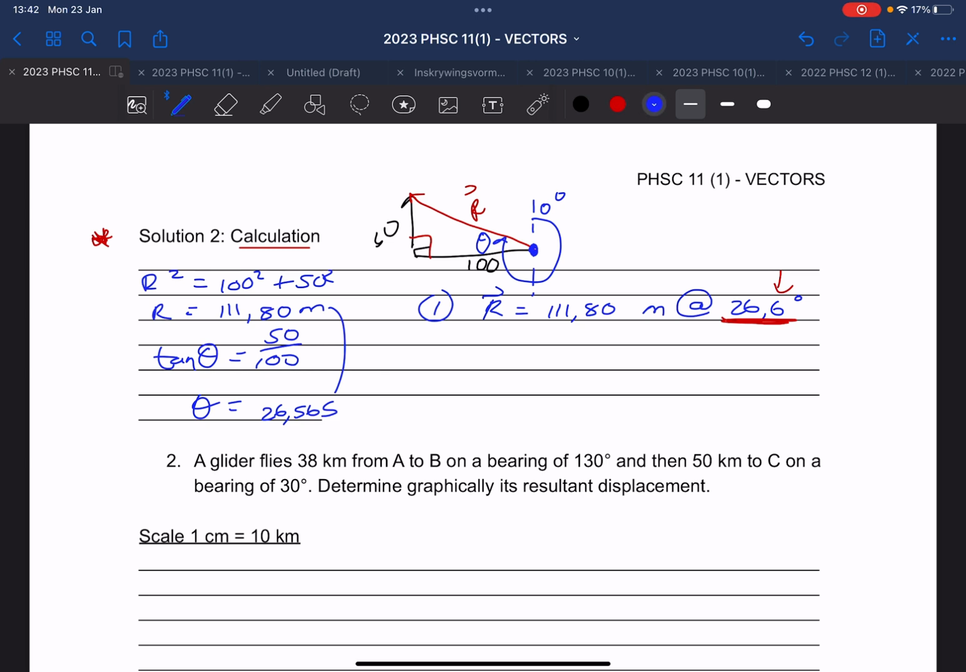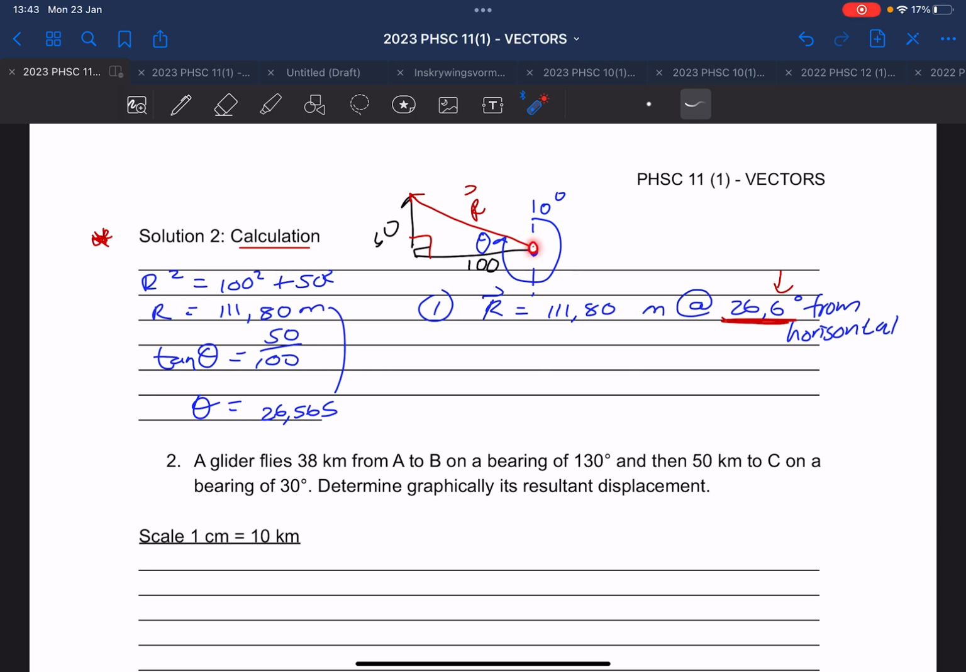Or, that angle there, but then you must say from where that is. So you're going to say that is from the horizontal. So you're going to say that from horizontal. So that is the angle there from the horizontal.